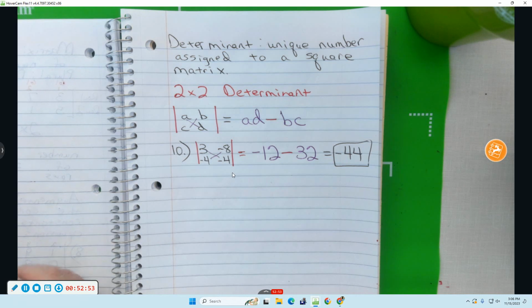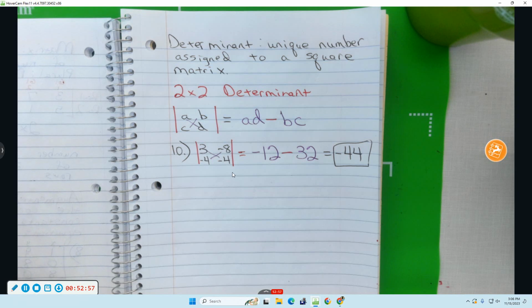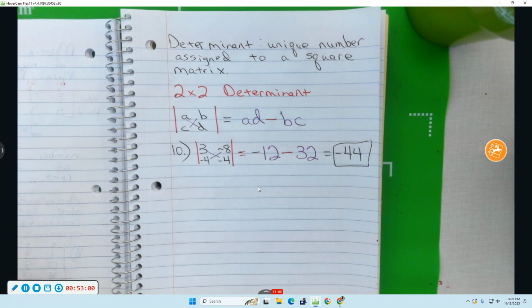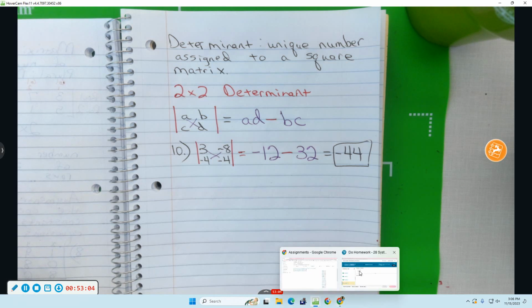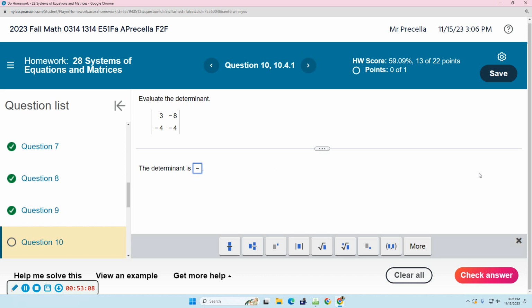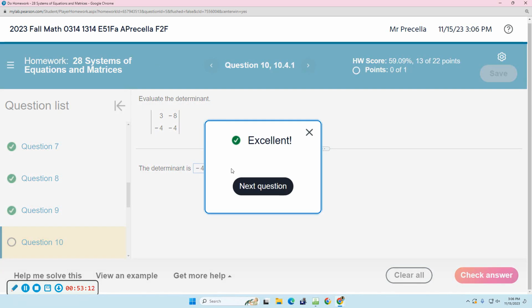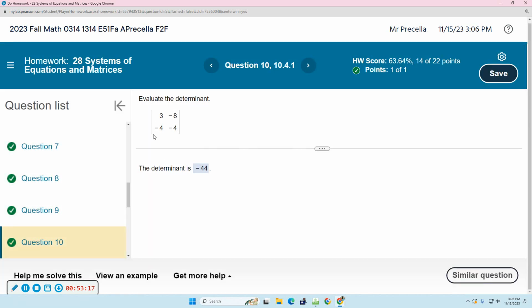Once again, not too difficult. Any questions there? Do we have another 2 by 2? Nope. You'll see another 2 by 2 when you're doing Cramer's rule. Now, that's a 2 by 2 matrix, and what we just did is something called crisscross. We're using the crisscross method.